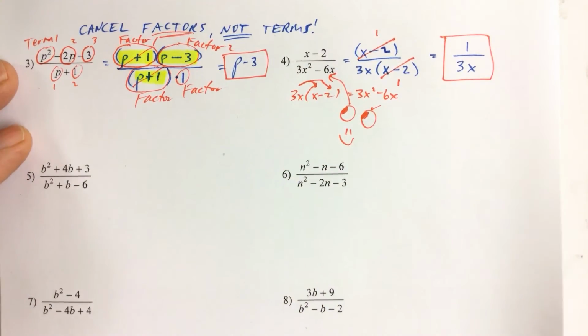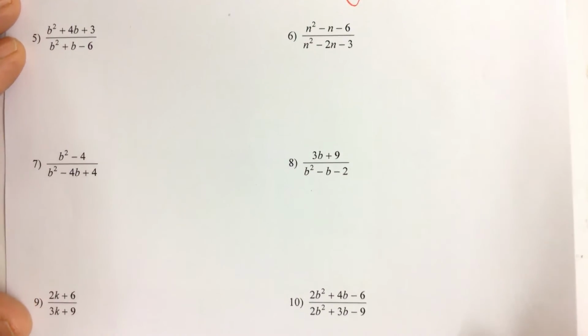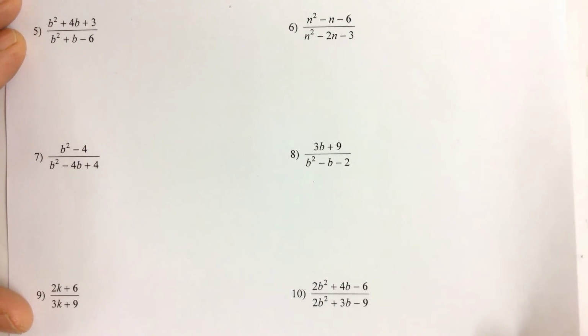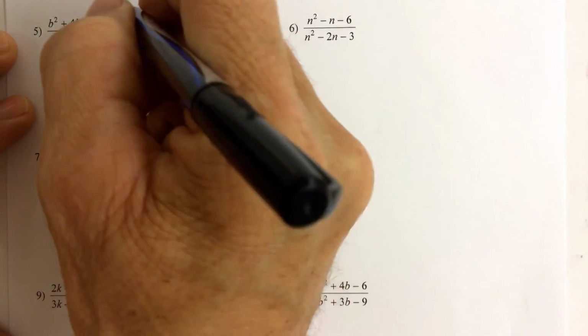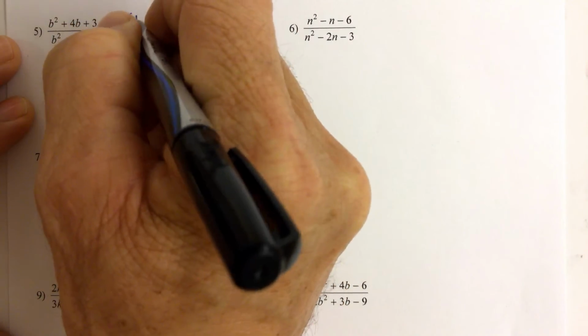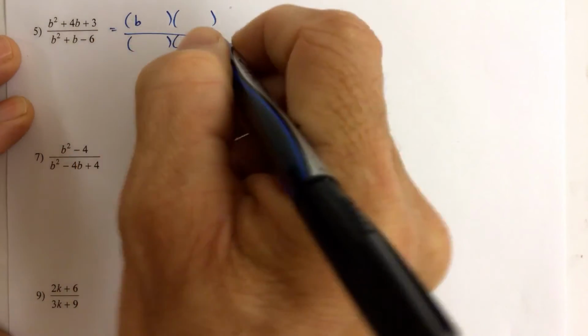Got a little more time here in this video, so let's go ahead and do numbers 5 and 6. Again, I think you have enough information to be able to do the rest of these. So I urge you to pause the video and try the rest on your own. I'm just going to keep going without as much explanation. So we have a polynomial up on top and a polynomial on the bottom.